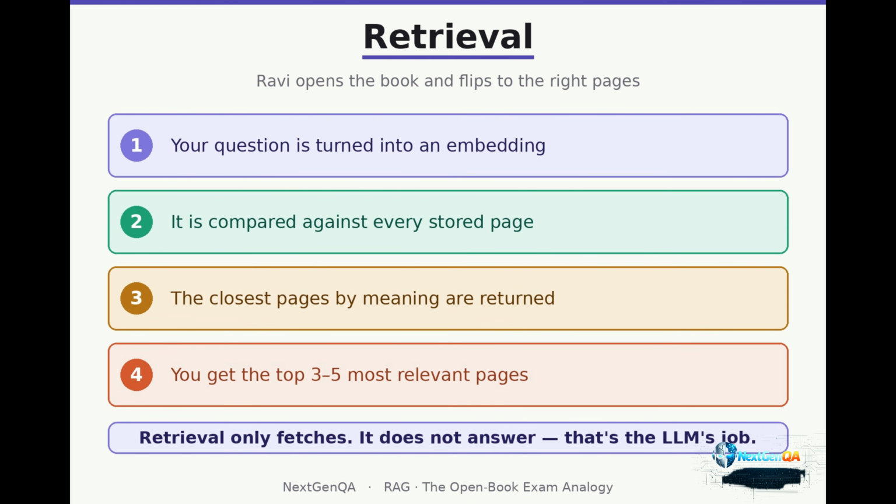Out of maybe 10,000 pages, the system quietly picked the three that actually matter, in a fraction of a second, based on meaning and not just keywords. Important points. Retrieval does not answer your question. It does not think. It only fetches. It is the librarian putting the three most relevant pages on your desk. Reading them and writing the answer is still someone else's job, which brings us to what exactly is now sitting on the desk: the context.